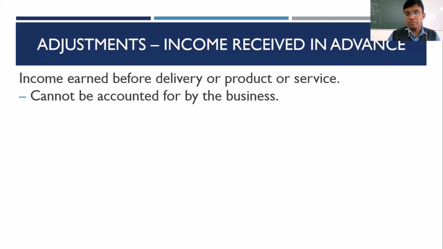So I have not delivered the product, I have not rendered the service, but even before that, I have received the income. So income received in advance refers to the income that is earned by the business even before the product, even before the service has been rendered to the customer. So now the challenge with respect to income received in advance is, how do you account for it? Because without rendering the product, without rendering the service, without delivering the product, how will the business go about passing invoices? How can they generate bills?